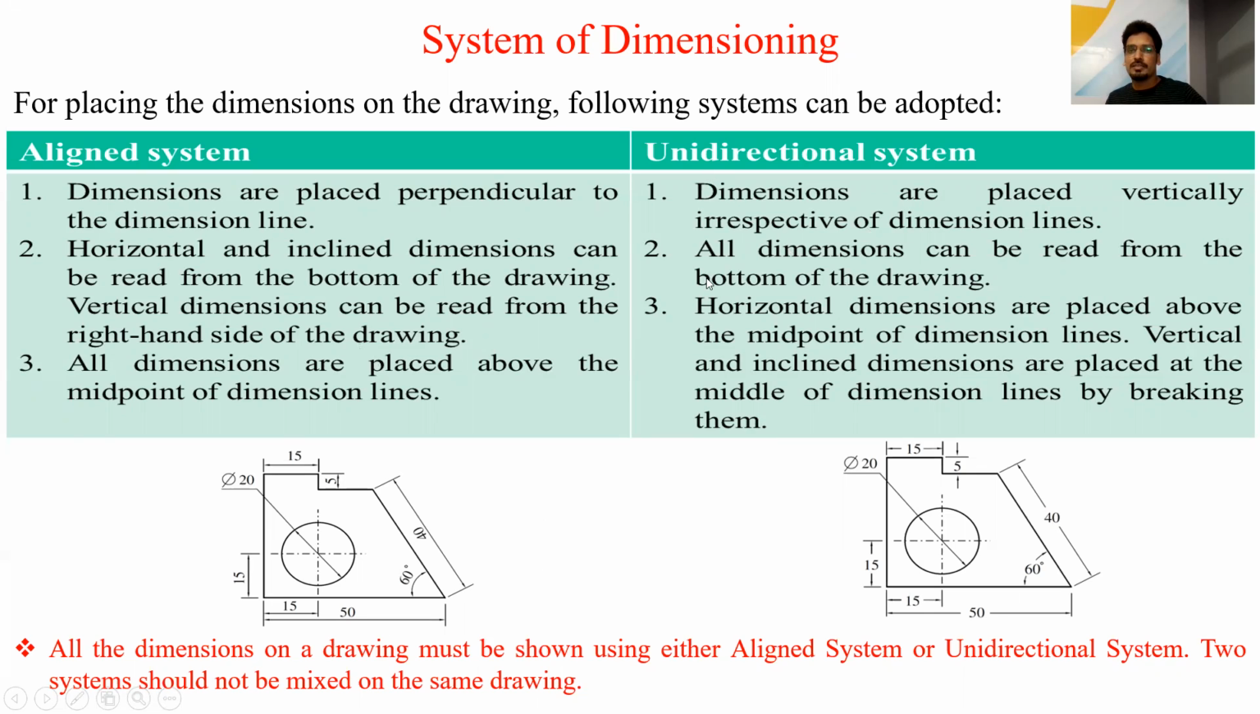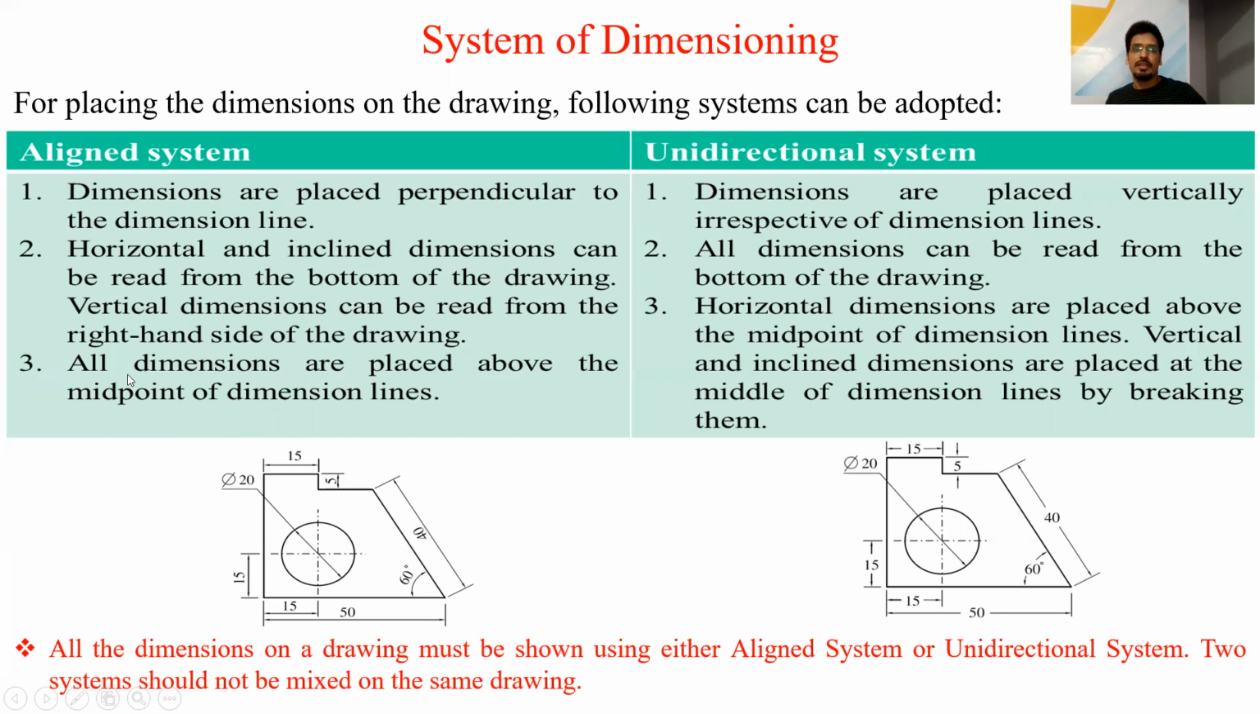Now in the unidirectional system, all the dimensions can be read from the bottom of the drawing. It means we have to read only from one direction, that is the bottom of the drawing sheet. So in the aligned system, we can read the dimension from the bottom of the drawing sheet and the right hand side of the drawing sheet. But in unidirectional system, we can read only from the bottom of the drawing sheet.